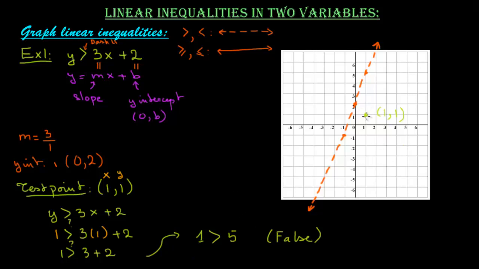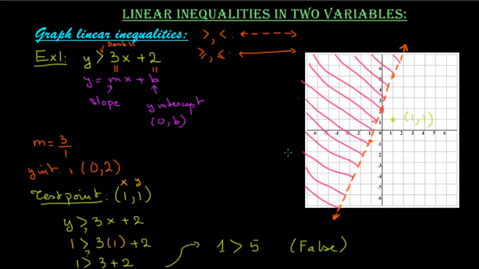Okay, since this point gives me a false statement, I will shade the area that does not contain that point, which means it's above the line. So I'm going to shade above the line, and this is my answer.